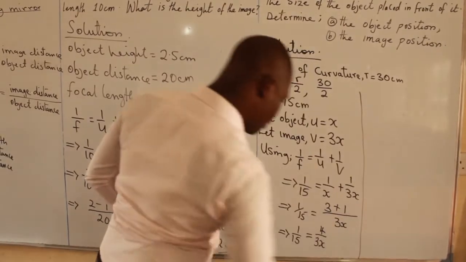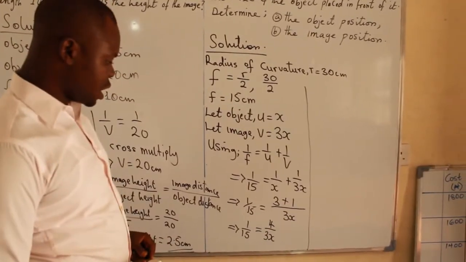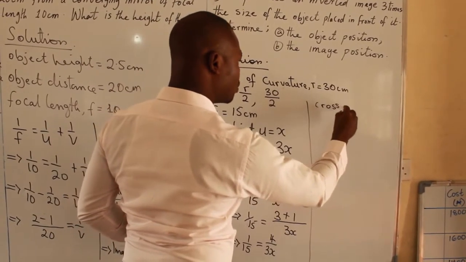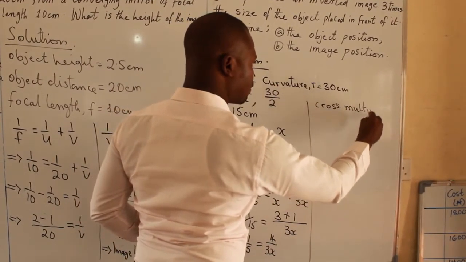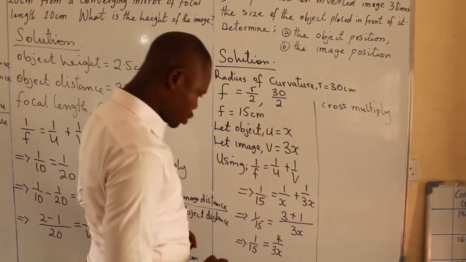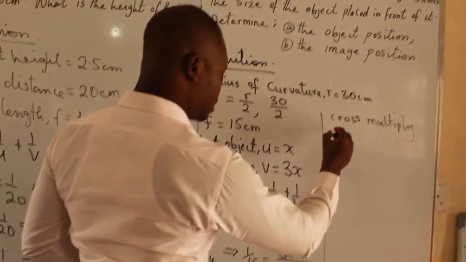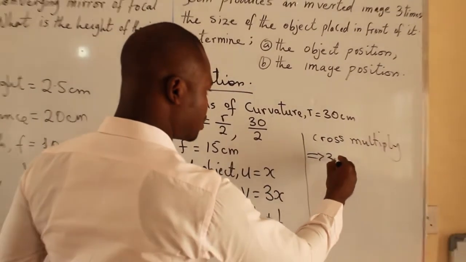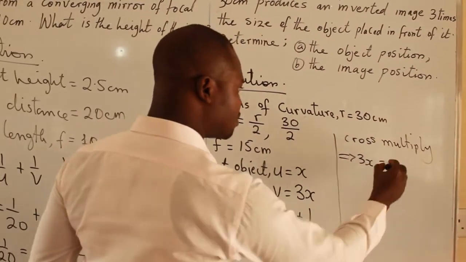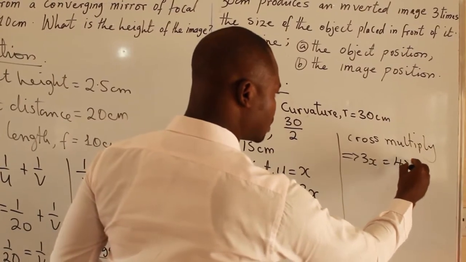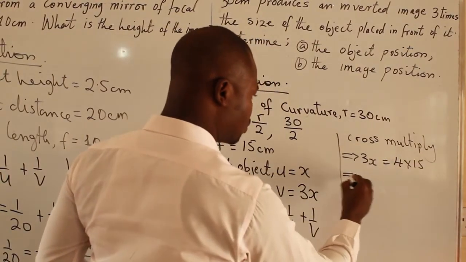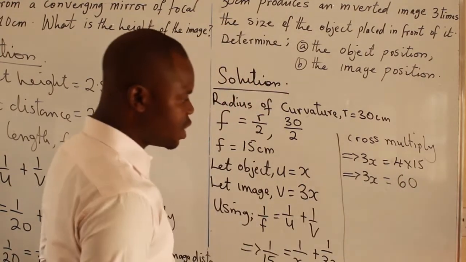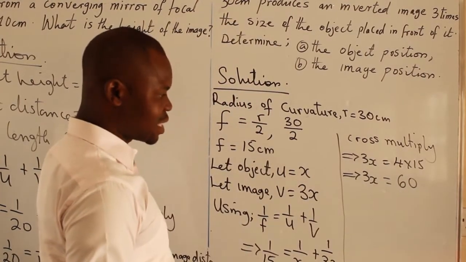If 1 over 15 equals 4 over 3x, then you can cross multiply. If you cross multiply, you have 3x equals 4 times 15. So 3x equals 60. If 3x equals 60, what is x?